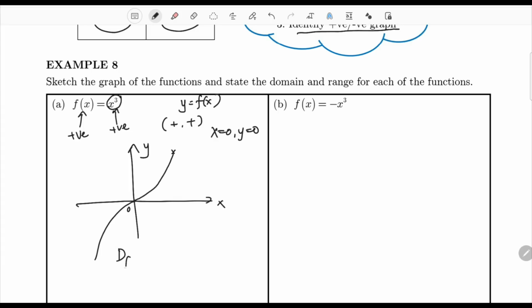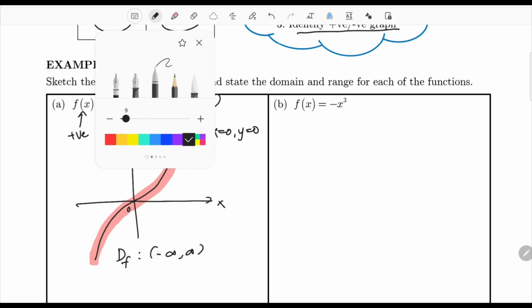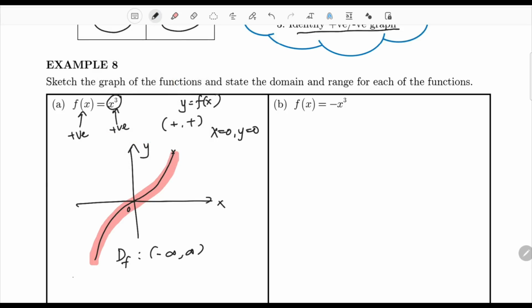Domain of f, that will be negative infinity to infinity. As you go along the curve, it goes to the right. So similarly, the range will be negative infinity to infinity.